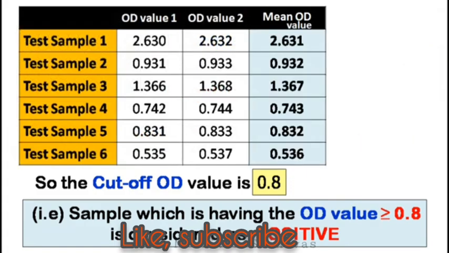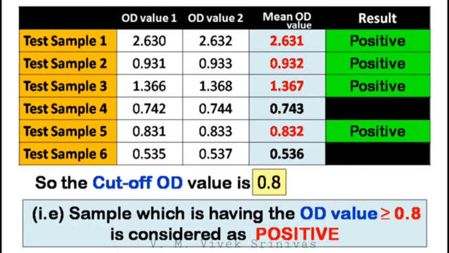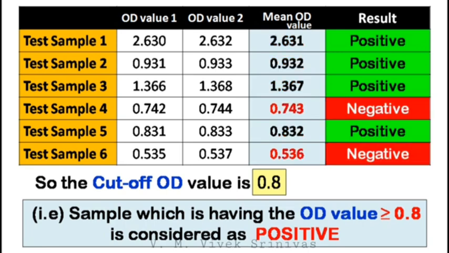So, if this is the mean OD value obtained for 6 samples, then, based on the cutoff value, samples 1, 2, 3, and 5, which are having the OD value more than 0.8, are considered positive. But, samples 4 and 6 are having the OD value less than 0.8, and are considered negative by ELISA. So the control is very important for this experiment, and also for the interpretation of results. This is how the ELISA results were analyzed.